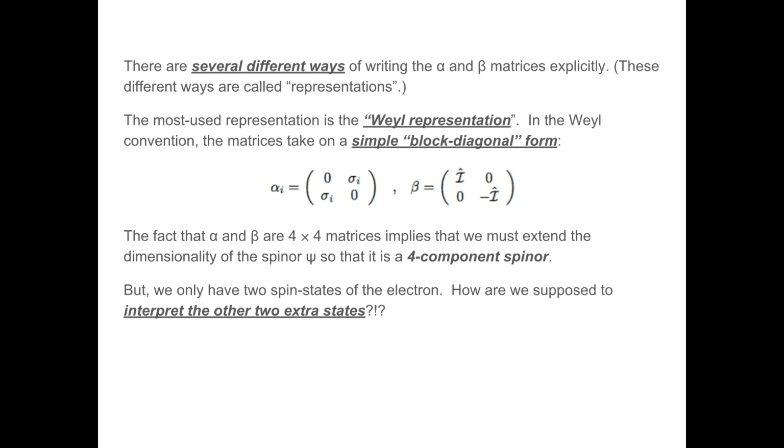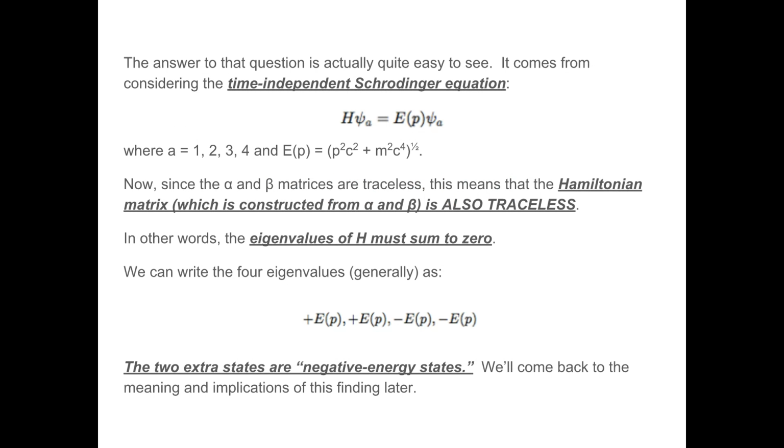So we know in nature that we only see 2 possible spin states, right? So this 4-component spinor would seem to say that there's 4 different spin states, but we know from many experiments that there's only 2 spin states, right? So how do we interpret these extra spin states?